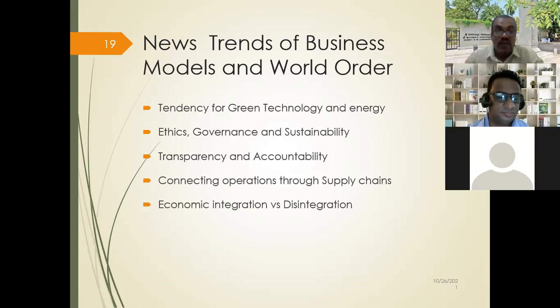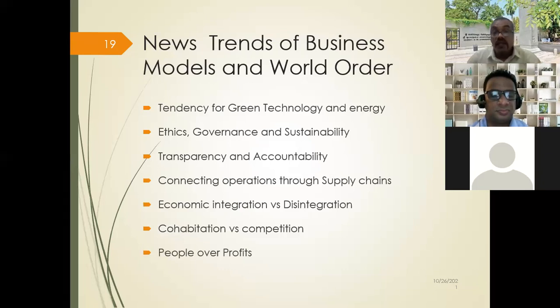Then, economic integration versus disintegration. Disintegrated, scattered operations will also create value, but it is not optimal, not the best. The best way of creating value is through economic integration and not through disintegration. Therefore, over competition, cohabitation is now being discussed and promoted. And finally, people over profits.